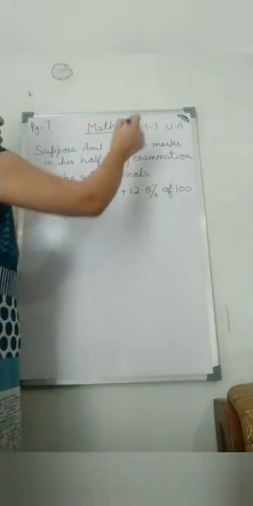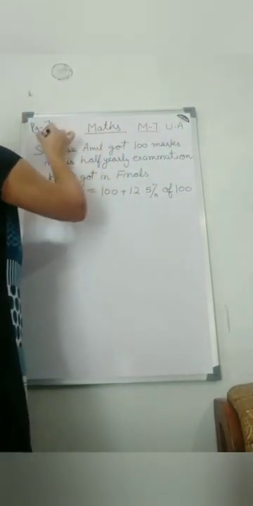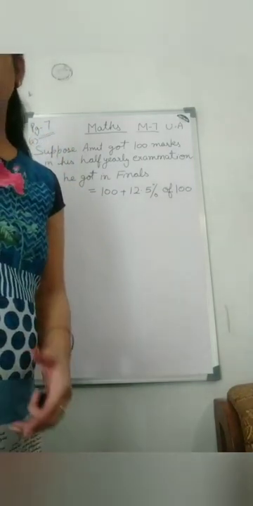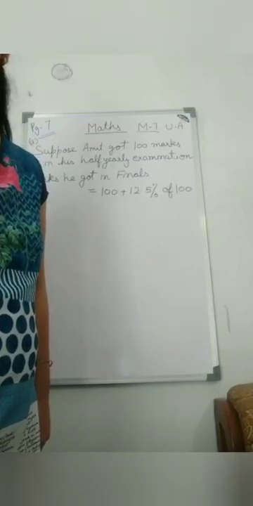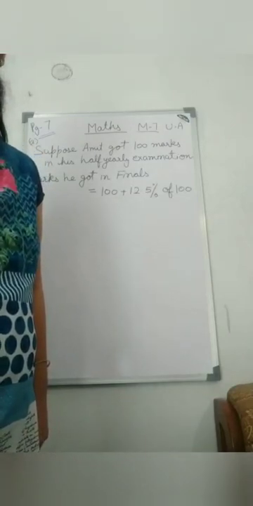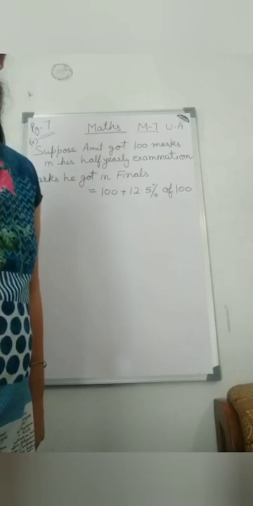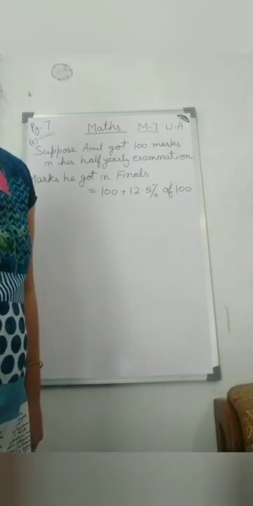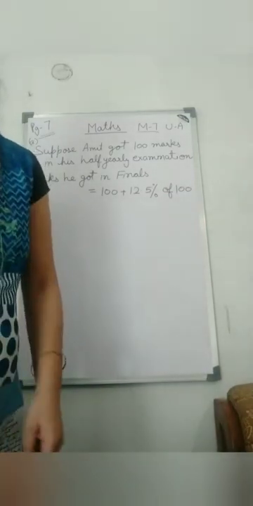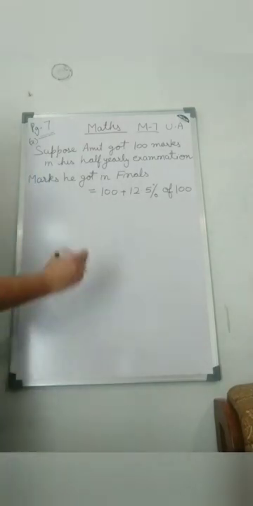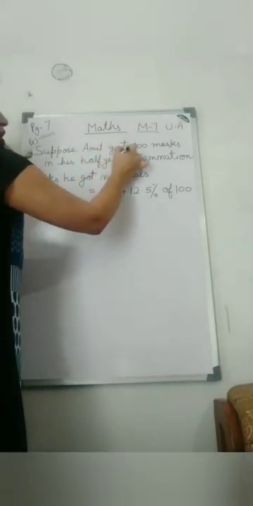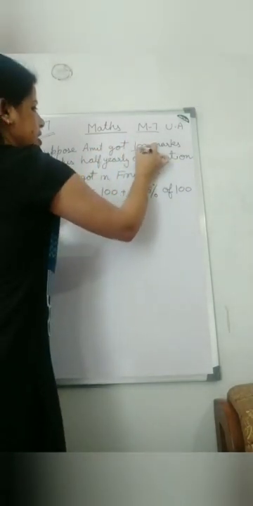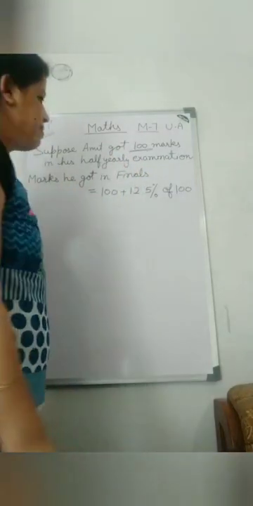Now the next question is from module number 7, unit A, page number 7, A part. The question is, Amit secured 12.5% marks more in the annual examination over the aggregate of the half yearly examination. By what percentage are the marks in the half yearly examination less than the marks in the annual examination? So how do we solve this? Suppose Amit got 100 marks in his half yearly examination. We assume it.